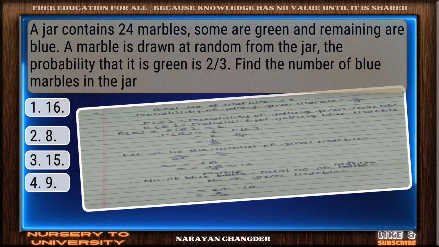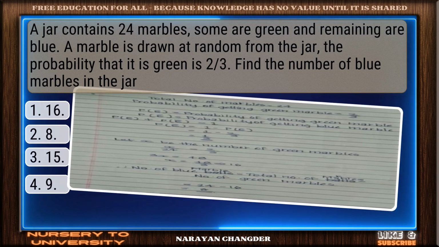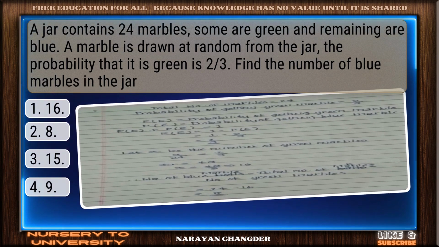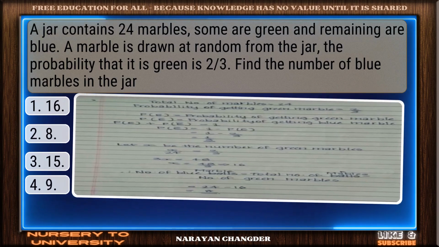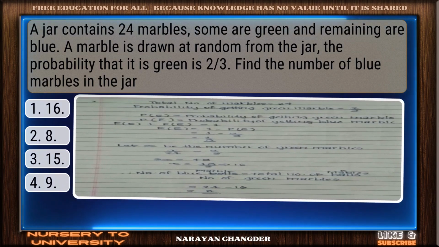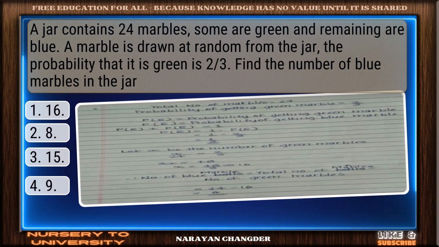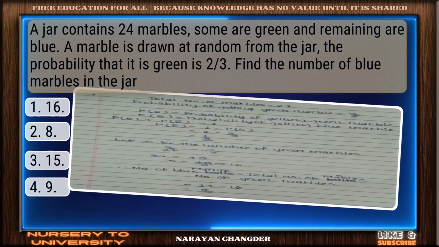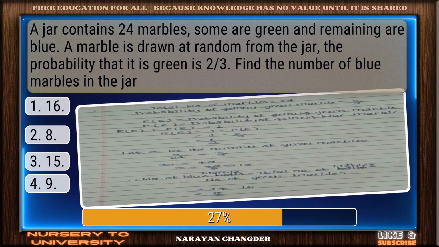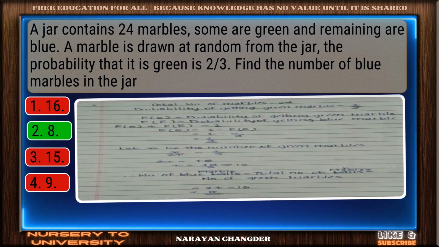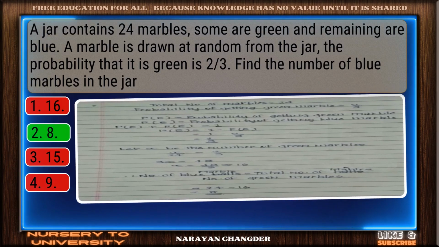A jar contains 24 marbles. Some are green and the remaining are blue. A marble is drawn at random from the jar. The probability that it is green is 2/3. Find the number of blue marbles in the jar. You're right. 8 is correct.